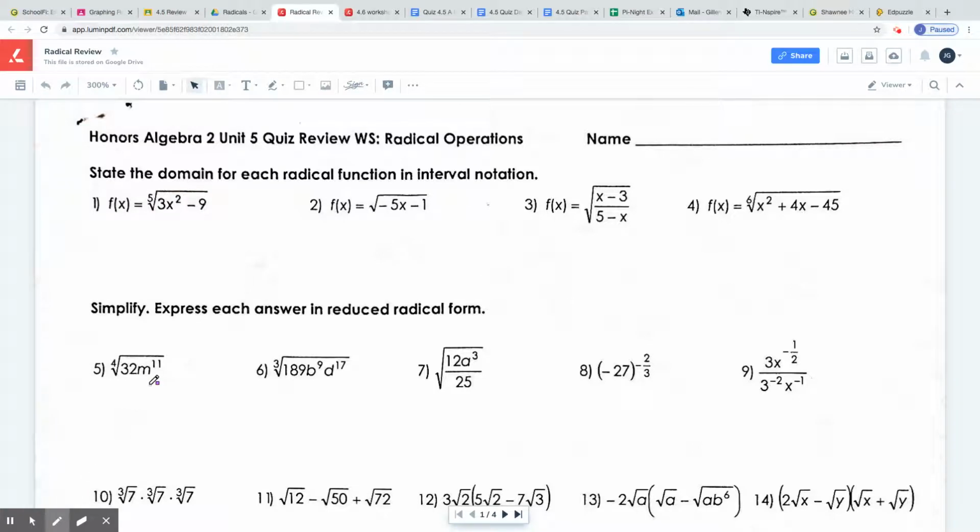All right, guys, I'm going to go over the answers to the odd ones from the review. First section here, trying to state the domain for each radical function. We're going to do it in interval notation.